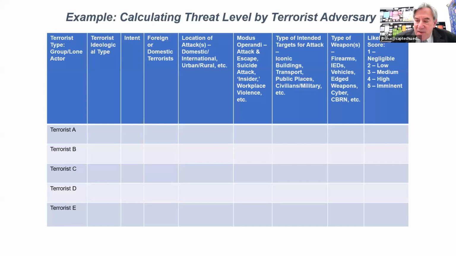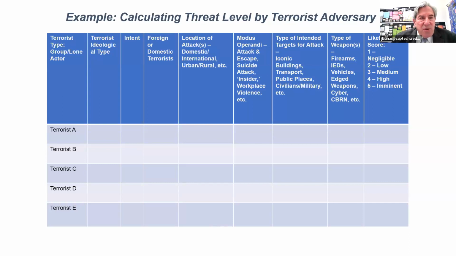This is an illustrative worksheet to map the threat level by a terrorist adversary. It can be used to map any other category of threat as well. So we begin with entering information about the terrorist, for example, in anticipating the threat level by a terrorist adversary.